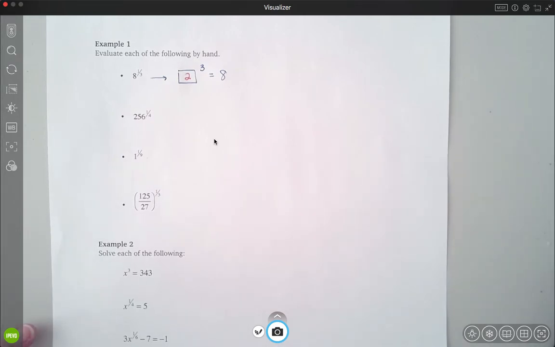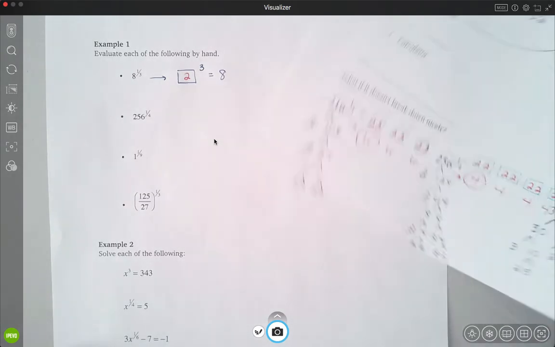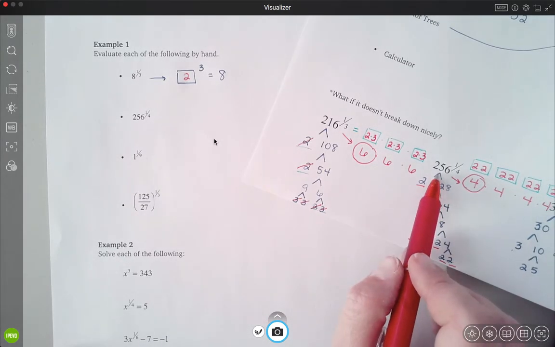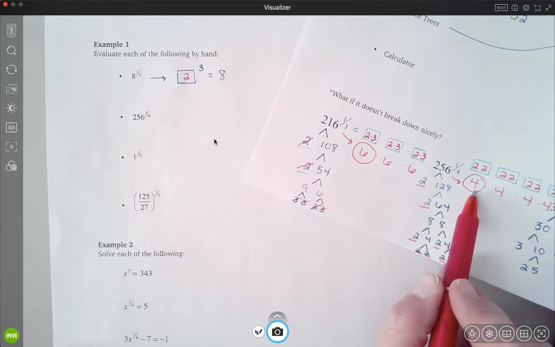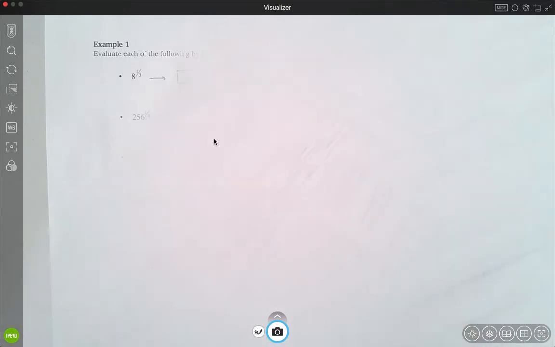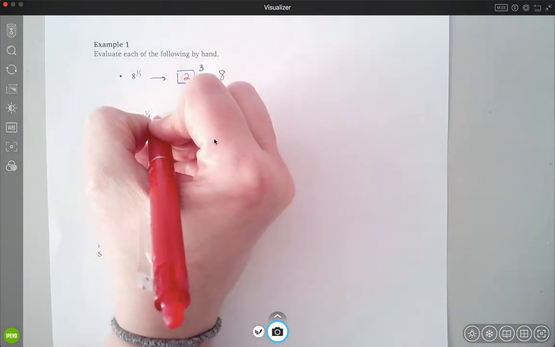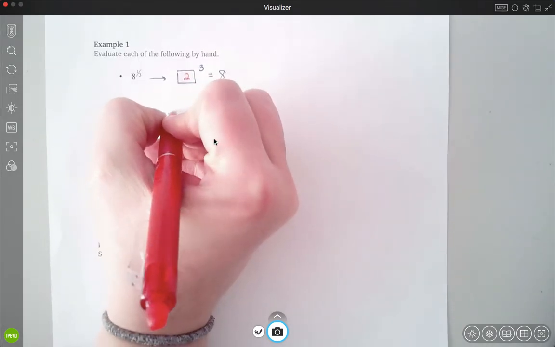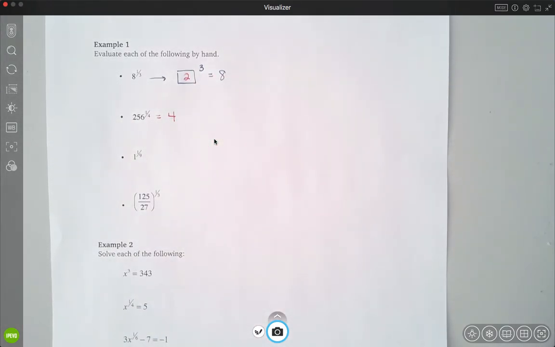256 to the 1/4. I'm going to cheat a little bit here for the sake of making your video a little shorter. We just did that one back here. 256 to the 1/4 power. Correct answer here is 4. We could make a factor tree if we really wanted to, because I'm betting you don't know 4 to the 4th power off the top of your head, and that's okay.